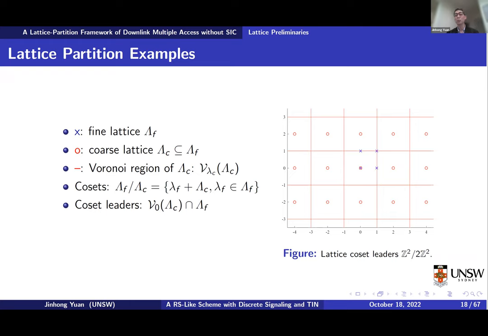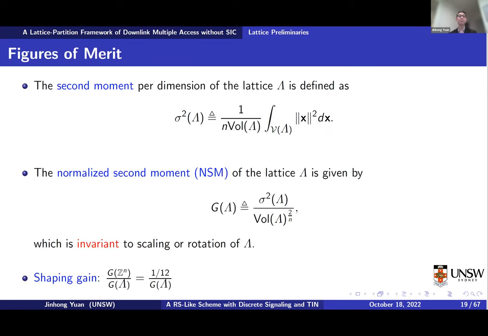When we design a codebook based on the coarse lattice partition, basically we map the code to these coset leaders. So each coset leader represents a codeword. For example, if we have four coset leaders, we have two bits, we have four codewords, and each codeword carries two bits. That's very simple. That links the lattice partition with coding or modulation. There is also a figure of merit, the second moment or normalized second moment, which we will probably use during the talk. I think it is straightforward, so I'm not going to talk too much about that.